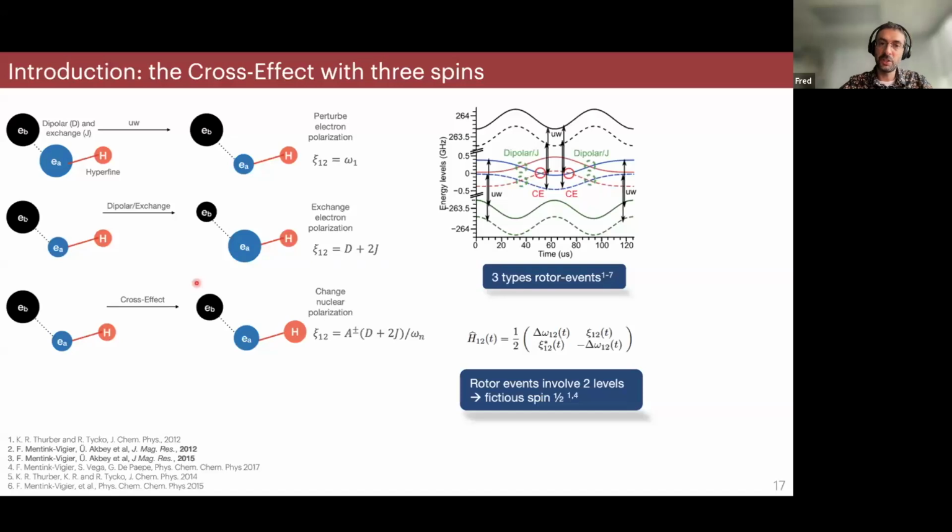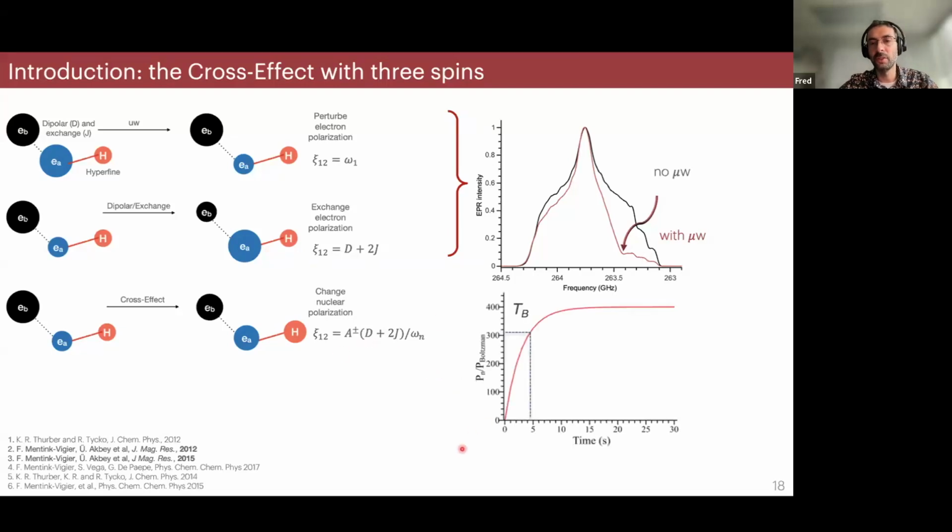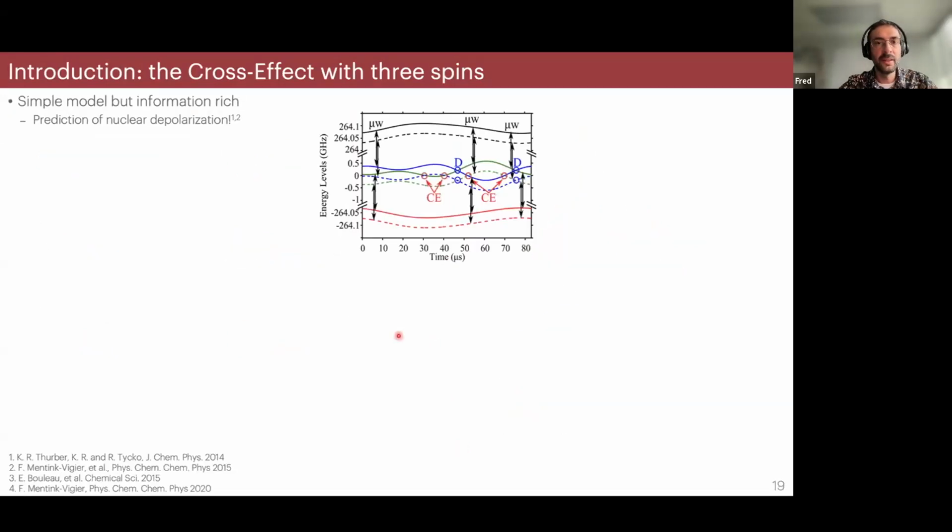And then you have a cross effect, which is the one which feeds the polarization to the nucleus and basically transfers this polarization difference to the nucleus. In that case, it relies on the hyperfine and the electron coupling terms, and is inversely proportional to the magnetic field. And basically, those two types of rotor events are what's going to determine the shape of the EPR spectra under irradiation, while the other one is what is going to determine the build-up time that you observe experimentally. So in part, I would say, but this is the main driver. It's a simple model for free spins, but it's already providing a lot of information.